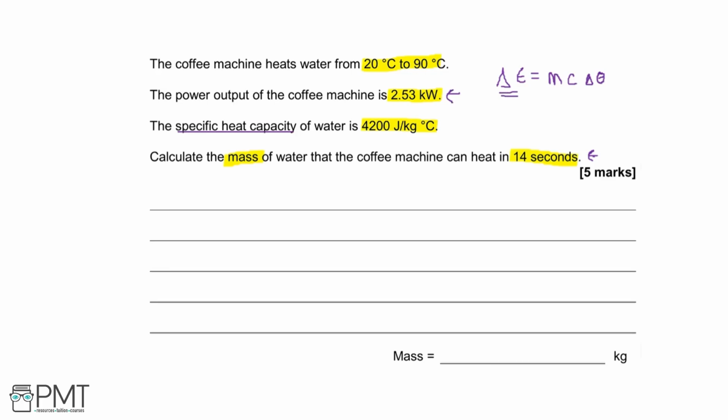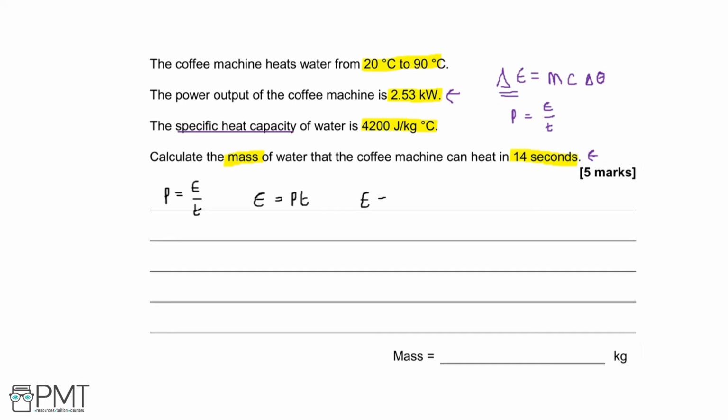Another equation that we need that is not on the data sheet is P equals E over T, because that ties together the two variables that they've given us, which are P and T, and that final variable that we need, which is E. So, our first step comes from finding delta E, the change in energy. And we use P equals E over T for that. So if P equals E over T, we can rearrange that, times both sides by T, and we get E equals PT. We then substitute in the values that they've given us for P and T.